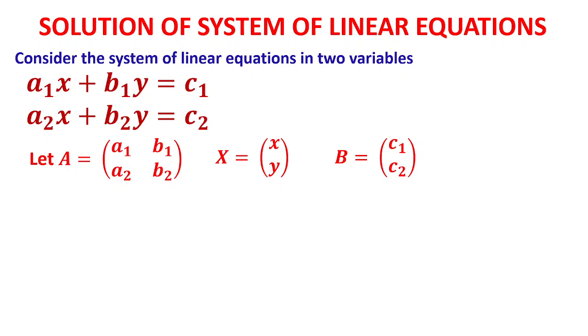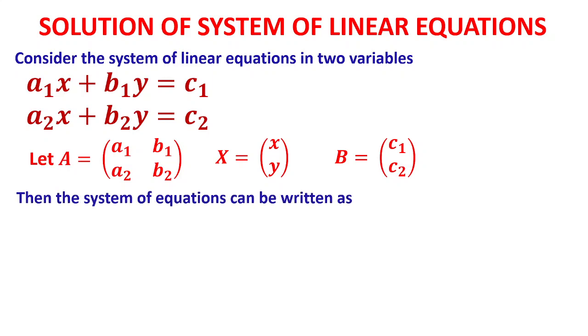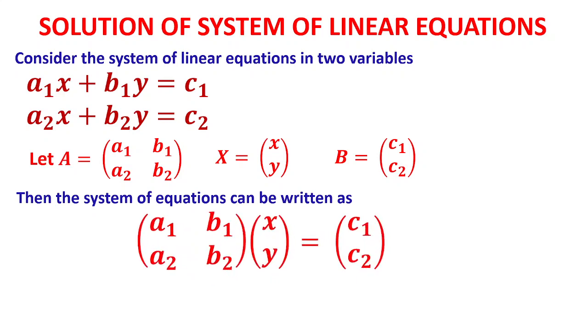Why are we taking it like this? Then only the product of A and X will be B. You are going to see. Then the system will become, when you multiply it, first one is 2 cross 2, second one is 2 cross 1, our final answer is 2 cross 1. When you expand it, it will become a1x plus b1y, a2x plus b2y as the left hand side matrix. You can equate it to c1 and c2. That's all. Therefore, AX is equal to B is the matrix representation of a system of linear equation.